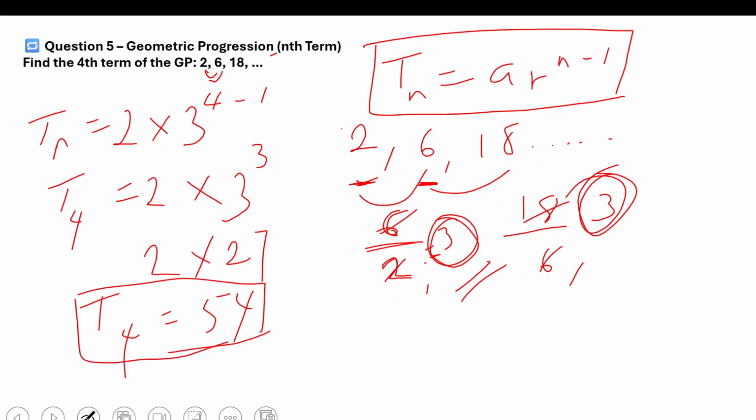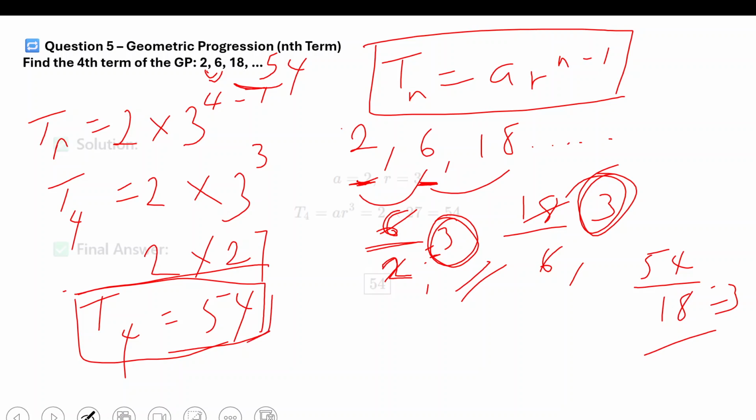So if I put 54 here and do the test of this divided by this, will it give me 3? 54 over 18. 54 divided by 18, I'm punching my calculator. That will give me 3. So this is correct. So the fourth term is 54.